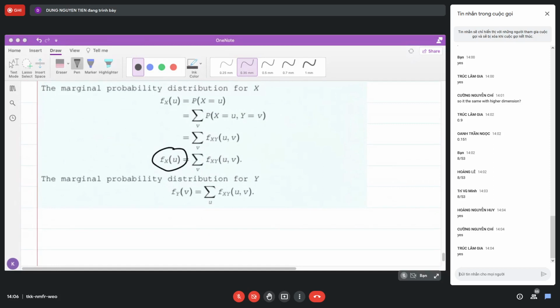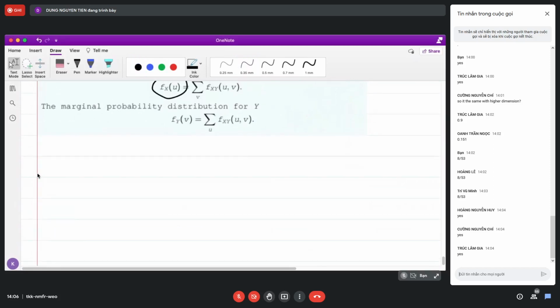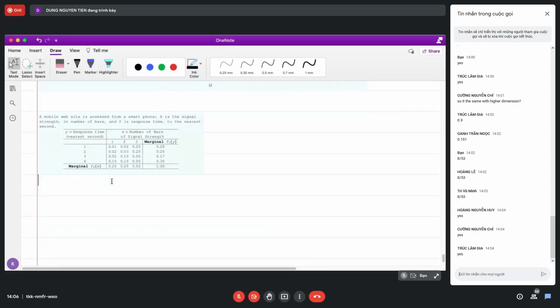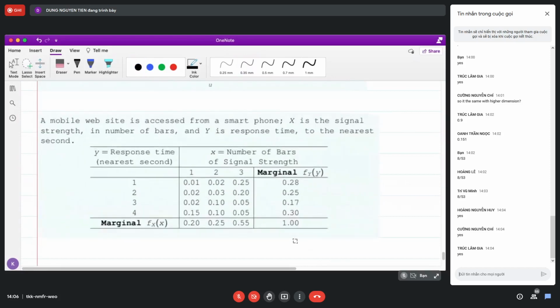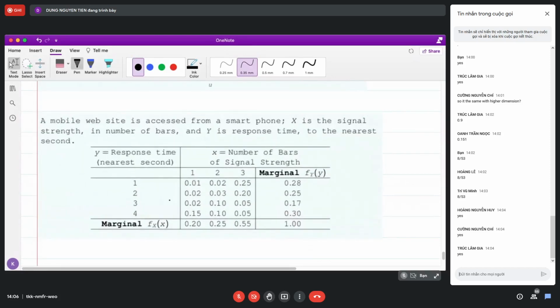In this chapter, remember that we only study discrete random variables, random vectors. Then this is what we get. We have the marginal distribution for x, right, from here, and the marginal distribution for y. Okay. Now we are ready to compute the mean and the variance of x and y.